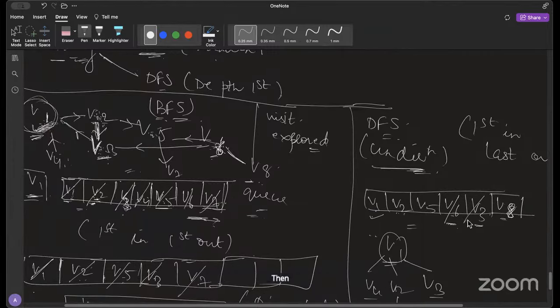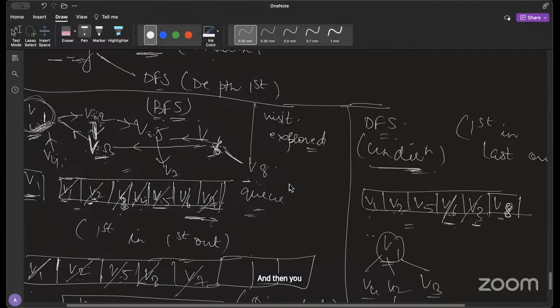Then V4 is also not visited. That's why we didn't say that V1 has been explored. V1 is still to be explored. We're not done exploring V1. The ones that I put a cross on are the ones that we're done exploring. So V3, we're done exploring. V6, we're done exploring, because all the vertices that are directly connected to V6 have been visited. So we're done exploring that.